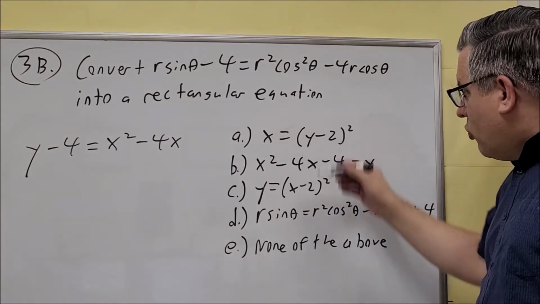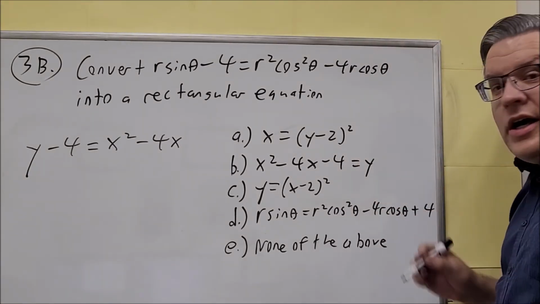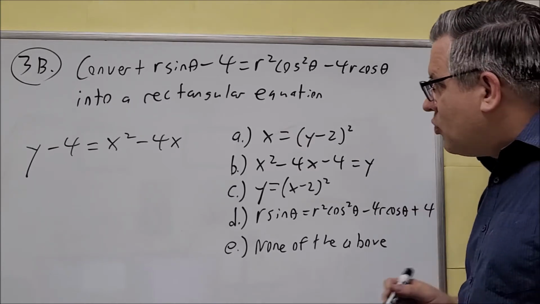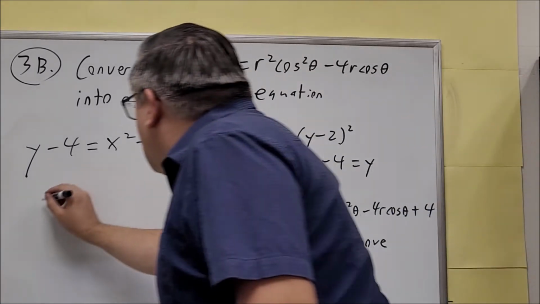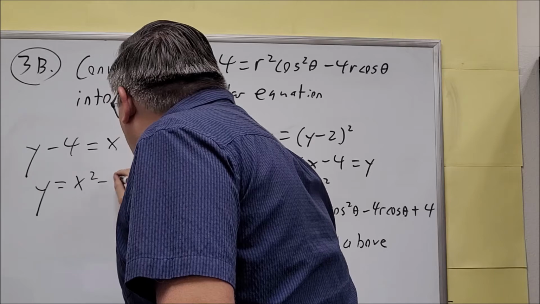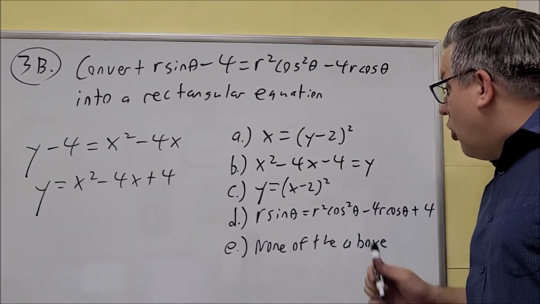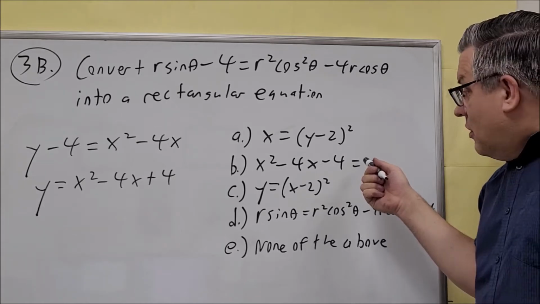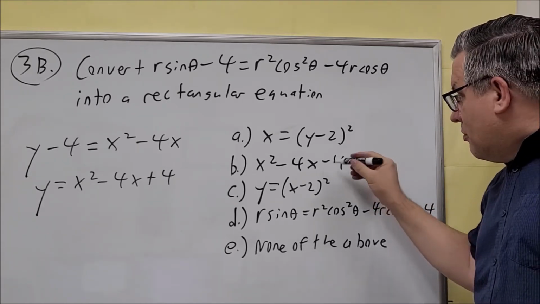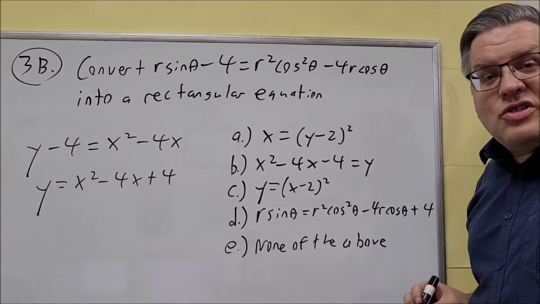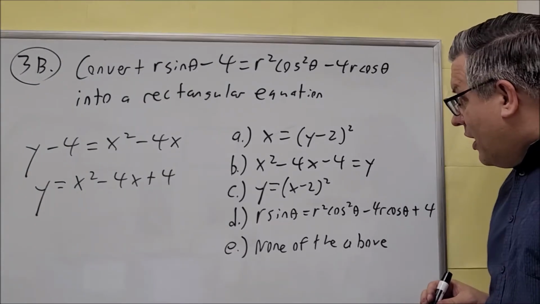So we have some equations here that are solved for y. So let's go ahead and solve for y on this. We're going to add 4 to both sides. So we get y equals x squared minus 4x plus 4. So it almost looks like this one, but unfortunately that's not it because there's a minus here and there's a plus there instead. So that's not the right answer.